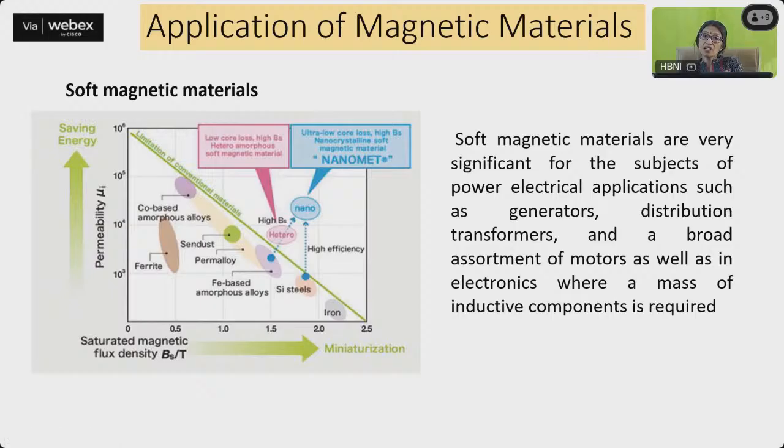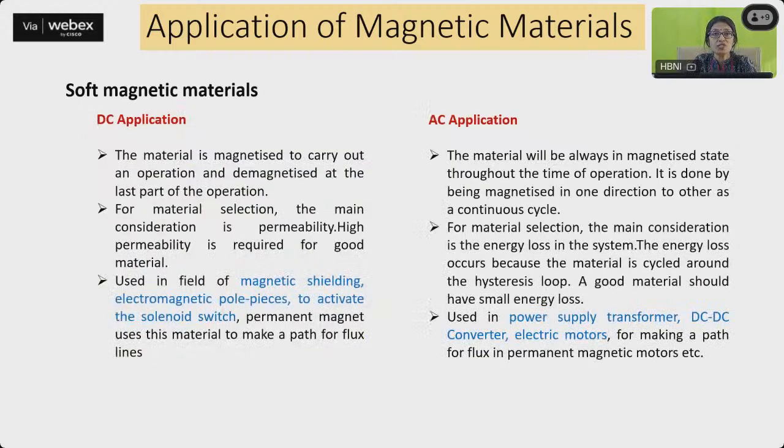So not only the hard magnetic materials, the soft magnetic materials also have tremendous applications. So what are these soft magnetic materials you can think about? There can be cobalt-based amorphous alloys, and of course there is iron. So you can see how it is. They have a lot of application in power electronics, like in generators, in distribution transformers, and a broad assortment of motors, as well as in electronics, where a mass of inductive components are required.